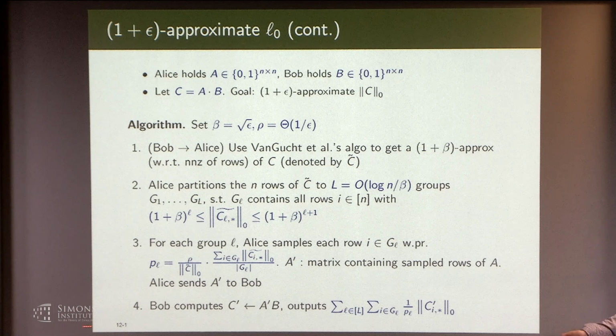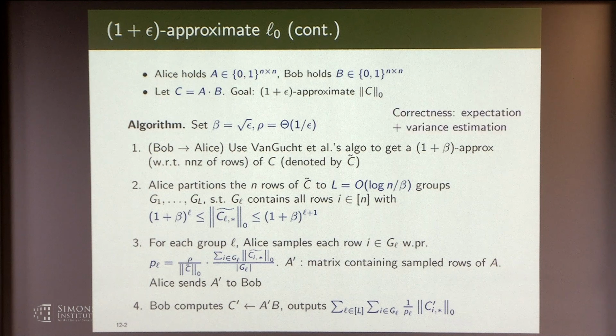And then Alice sends those sampled rows, the sample matrix A prime, to Bob, and Bob computes C prime, which is the product of A prime and B. Okay. And then after getting C prime, Bob can compute the number of non-zero entries of the rows of C prime, then properly rescale and sum up. We can show that this is an unbiased estimation and the variance is small.